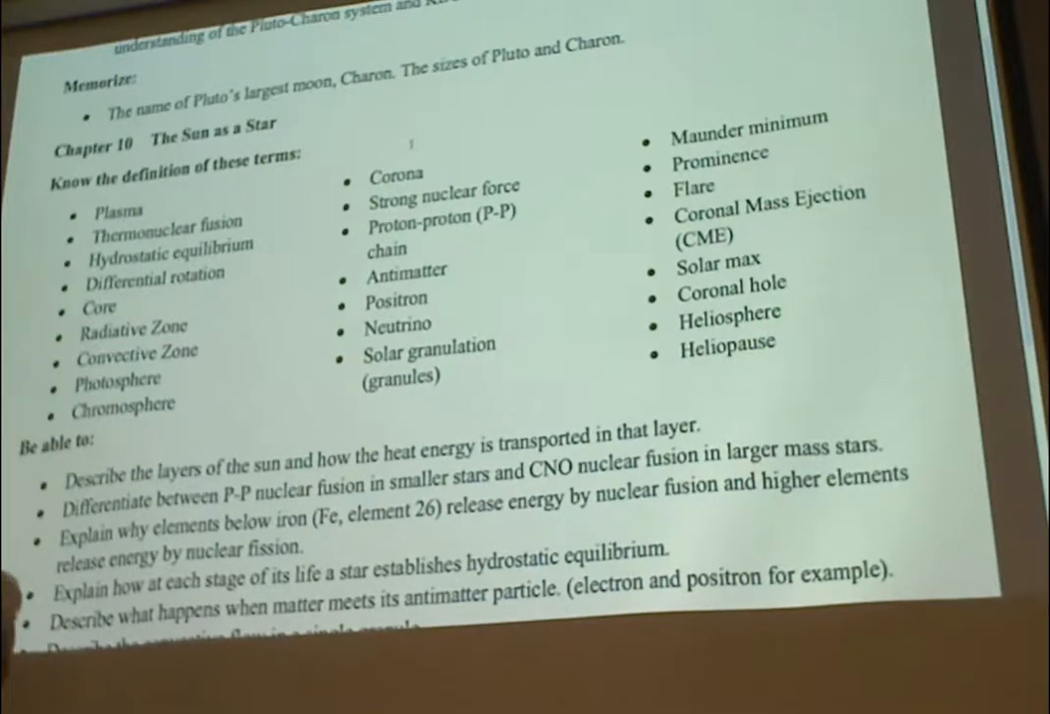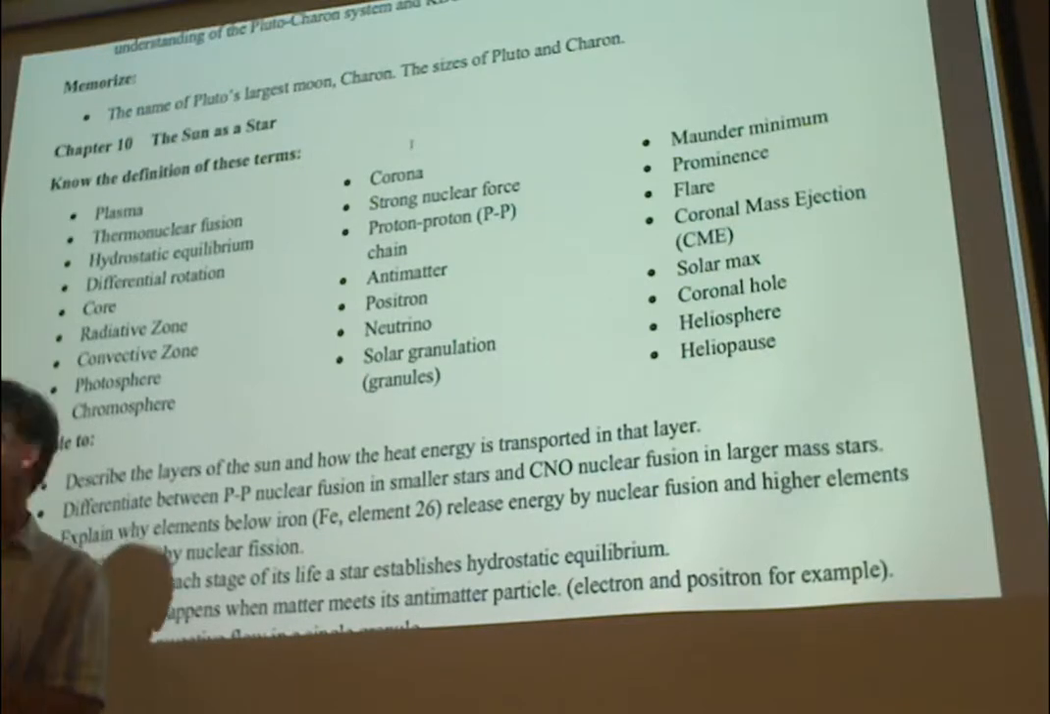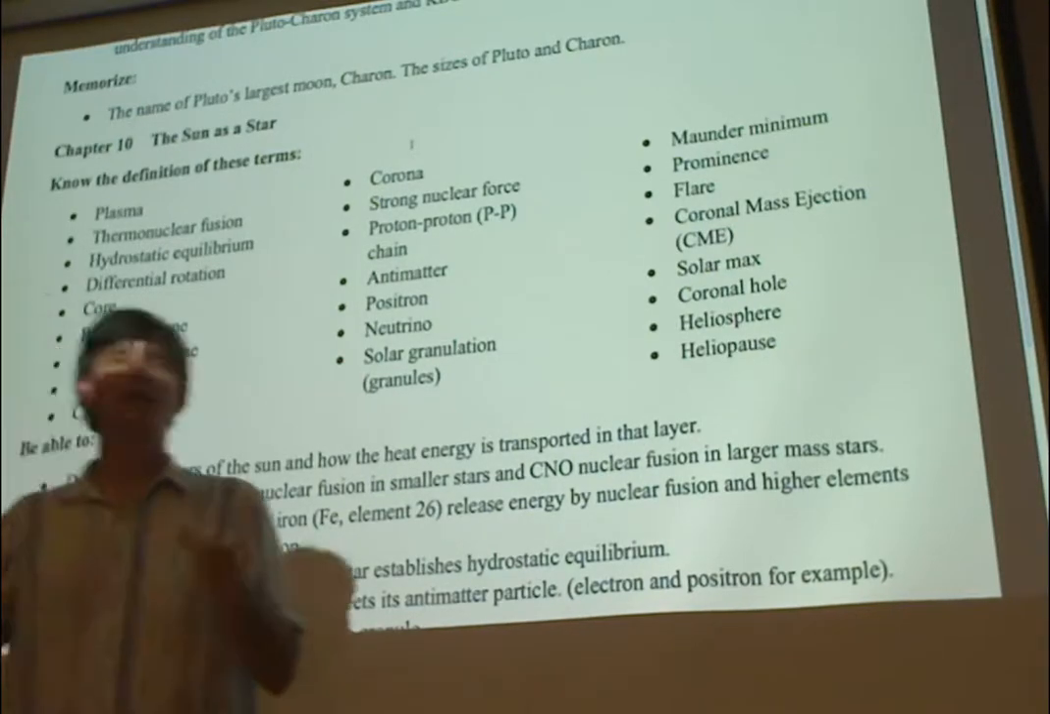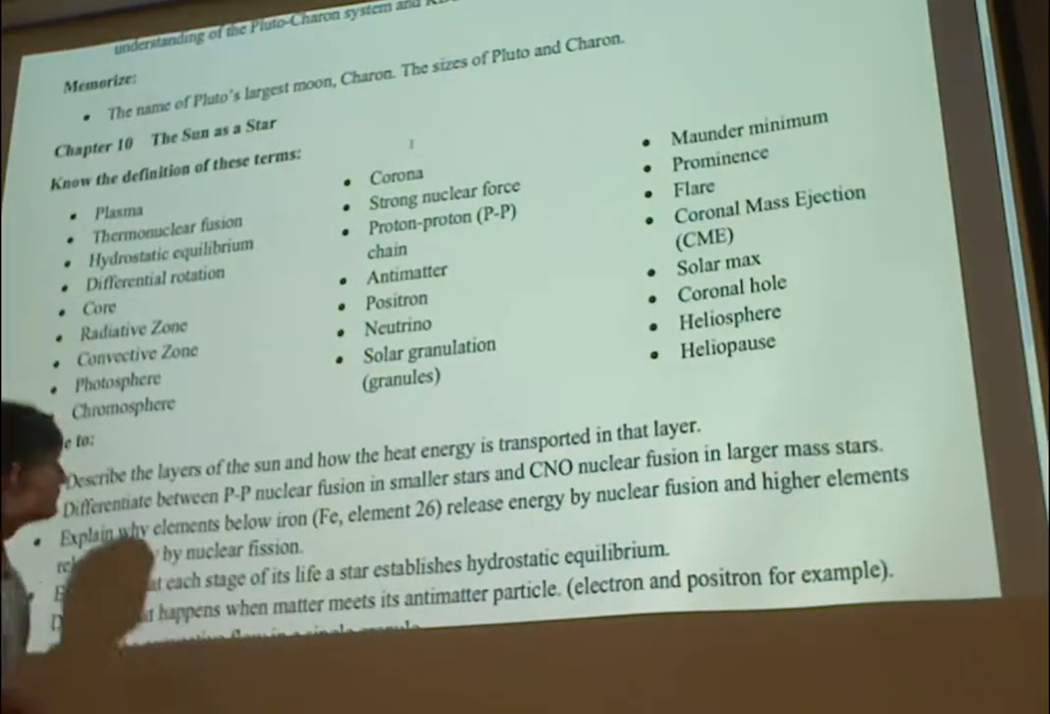Differential rotation refers to the fact that the sun is a big mass of not solid, but plasma, and it rotates at different rates. Where does it rotate the fastest? At the equator, right? About 25 days, and at the pole, the slowest, about 35 days or 34, depending on who you talk to. Okay, not a huge thing.